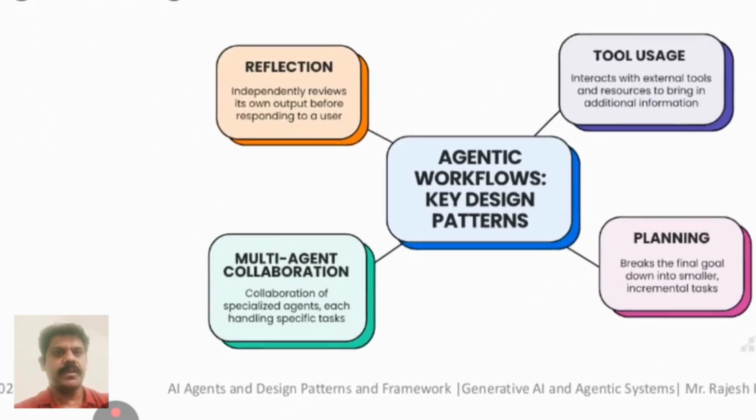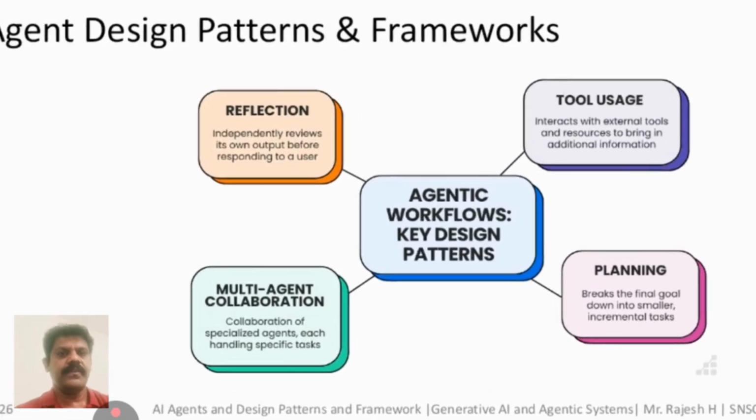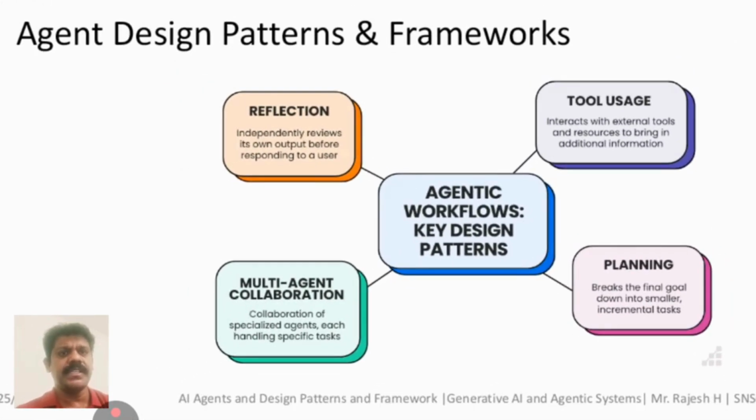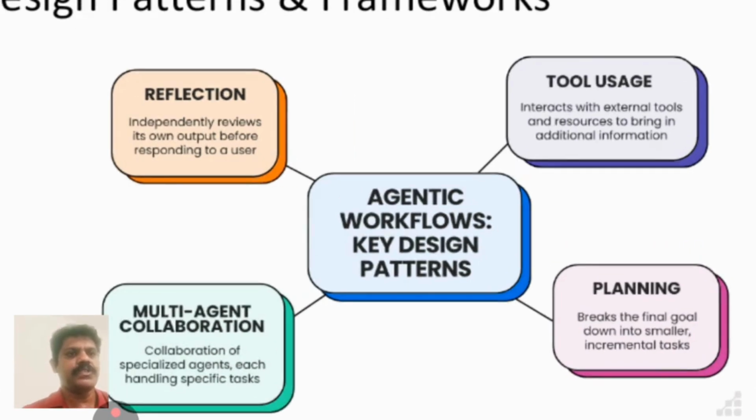Here there are four key design patterns, which start with reflection. In reflection, there should be an independent review of its own output before it responds to the user query or request. Another design pattern is tools usage, where there is interaction between external tools and resources, which brings additional information with respect to the user queries and prompts.